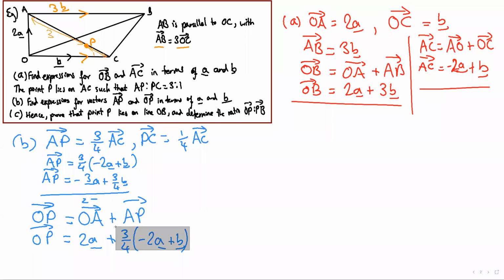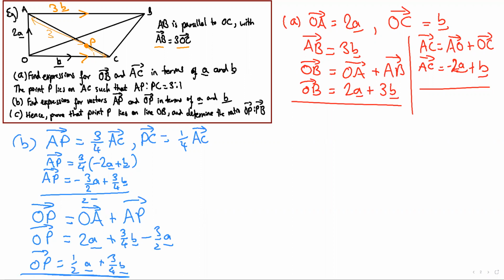And we don't need to bring it in like this now. We can just bring it in from our answer. So we get plus 3/4B minus 3/2A. So then we get it to equal 1/2A plus 3/4B. So there, we've managed to successfully find AP and OP.